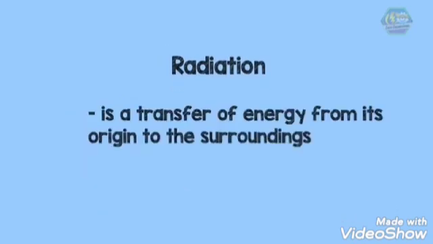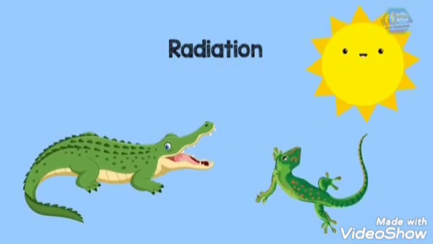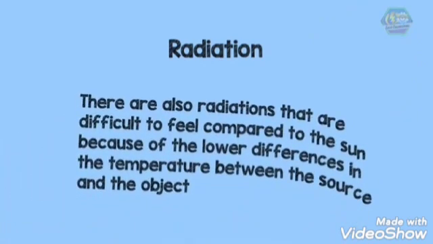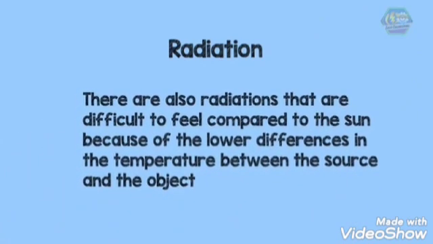Now the radiation. Radiation is a transfer of energy from its origin to the surroundings. The most common example of radiation is sunlight, like crocodiles taking heat from the sun to warm their bodies. There is also radiation that is difficult to feel compared to the sun because of a lower difference in the temperature between the surface and the object.